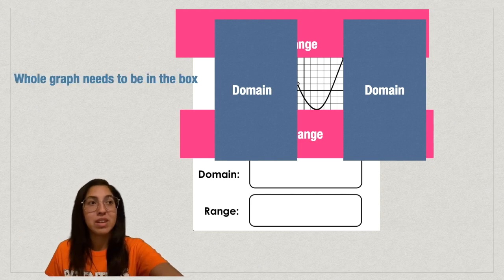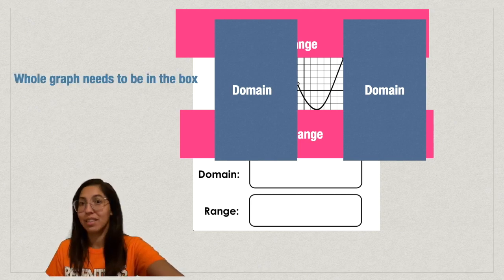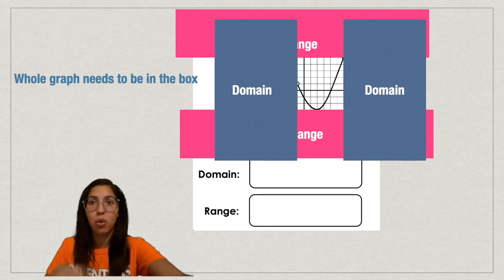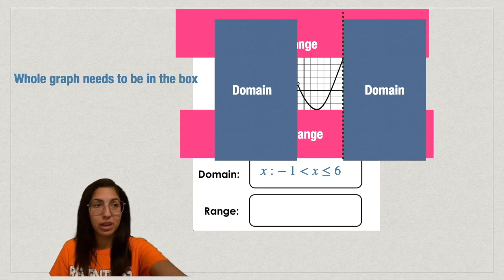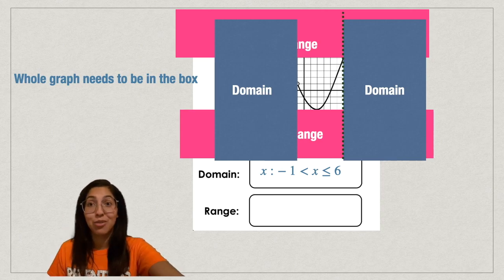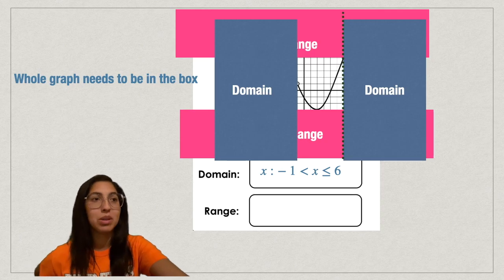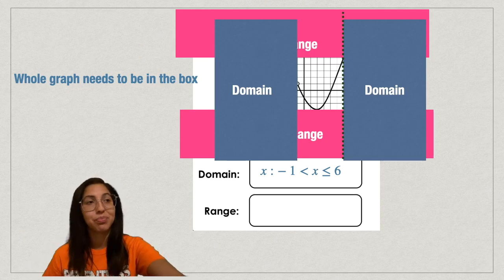So the whole graph needs to be in the box. You cannot leave off part of the graph. You want the whole thing in there, okay? And that tells me, going left to right, we start with domain. So left to right, all my x values are between -1 and 6. I meant -1 is less than x, which is less than or equal to 6, because that was an open circle and then a closed circle.